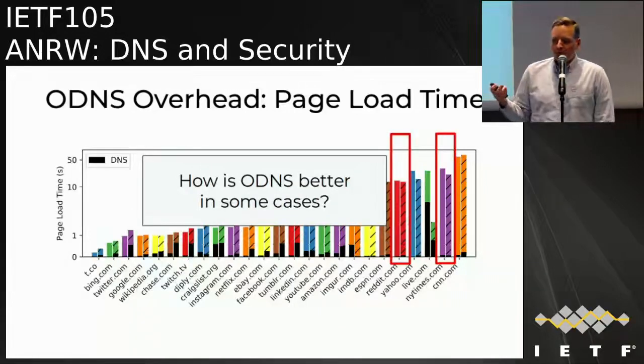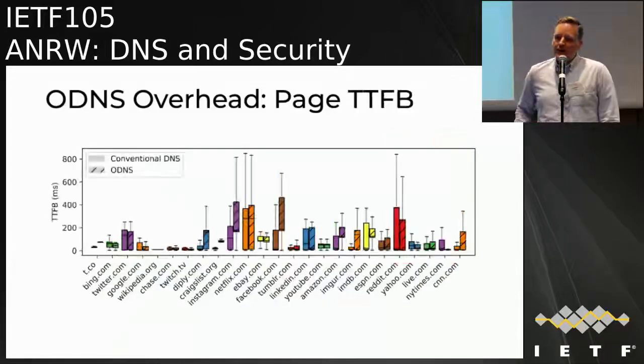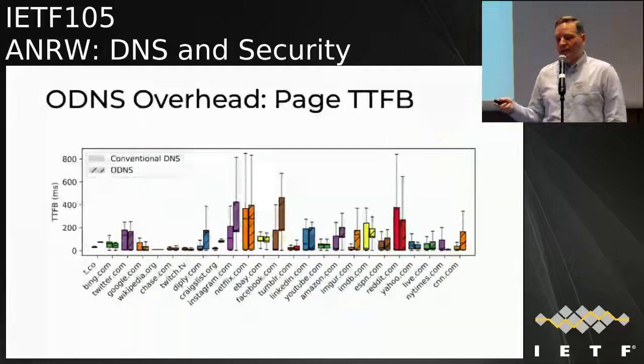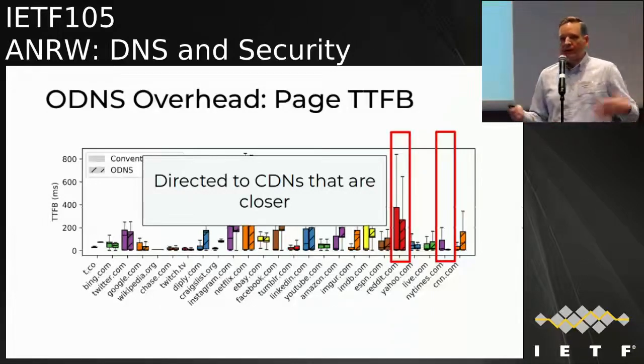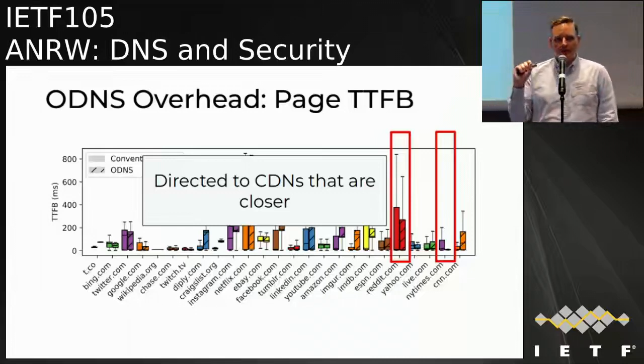The other ones that we were curious about are Reddit and New York Times. How could we possibly be faster than the conventional DNS in those cases, because we are introducing this latency? It turns out if you look at the time to first byte for those sites, it starts to make sense. Essentially, we were directed to CDNs that were closer. Our ODNS resolver directed us to a more optimal CDN for us than the Princeton resolver did. So this really argues for, again, having this widespread Anycast network of ODNS resolvers, because you need to be directed to objects that are near you.